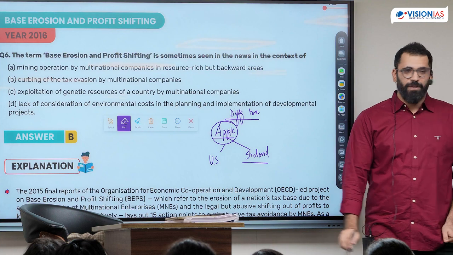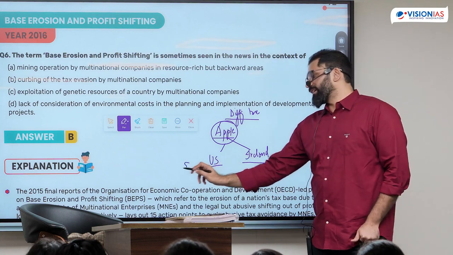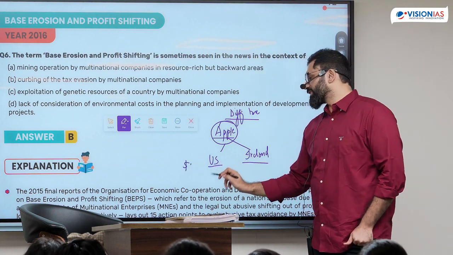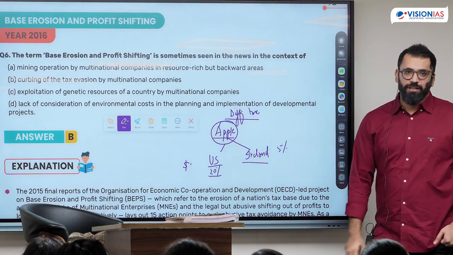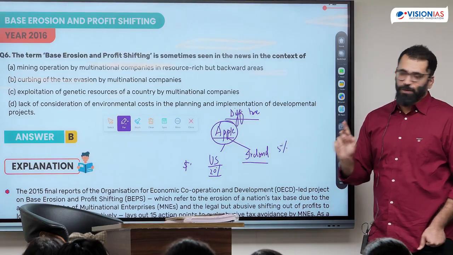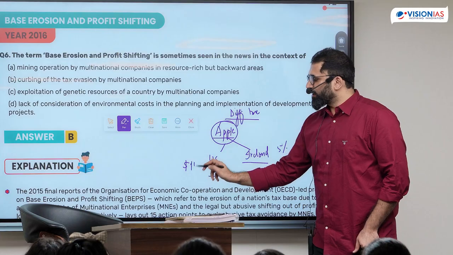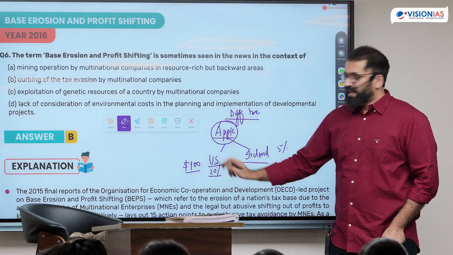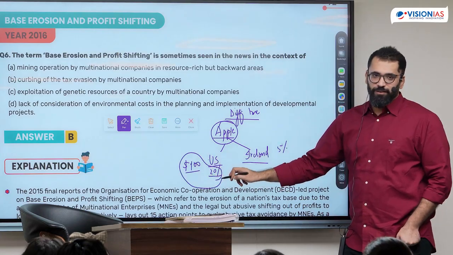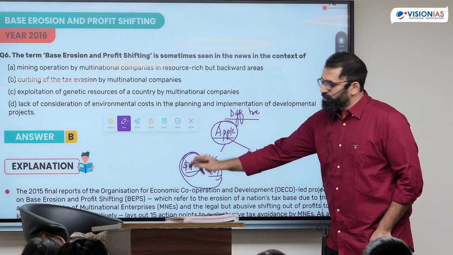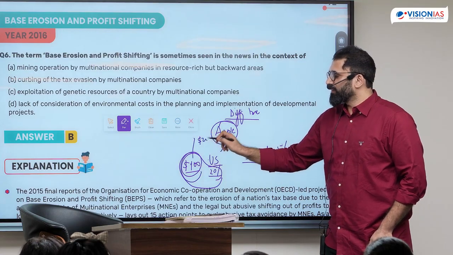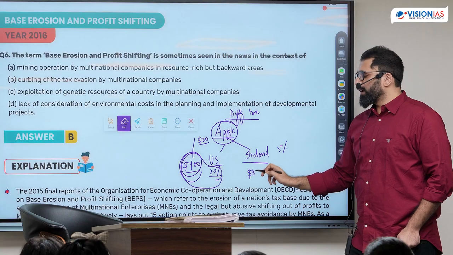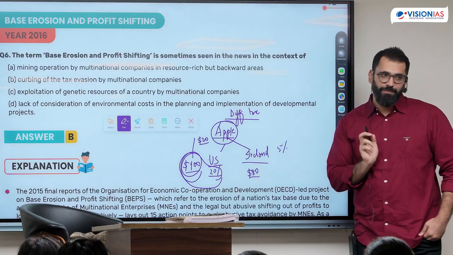Now what does Apple do? For example, if Apple has tax in US say 20%, tax in Ireland is 5%. Differential tax का benefit लेना है. So what they do is, if I have $100 profit in US, I will have to pay 20% tax. So what I do is, I reduce the level of profit making in US by eroding the base and shifting my profit to a territory where the tax is less.